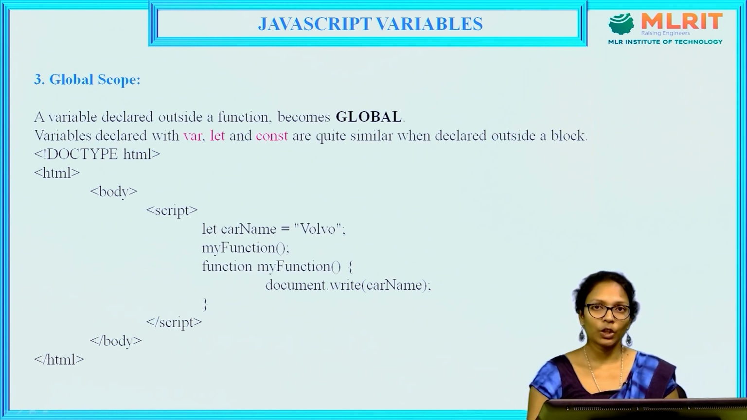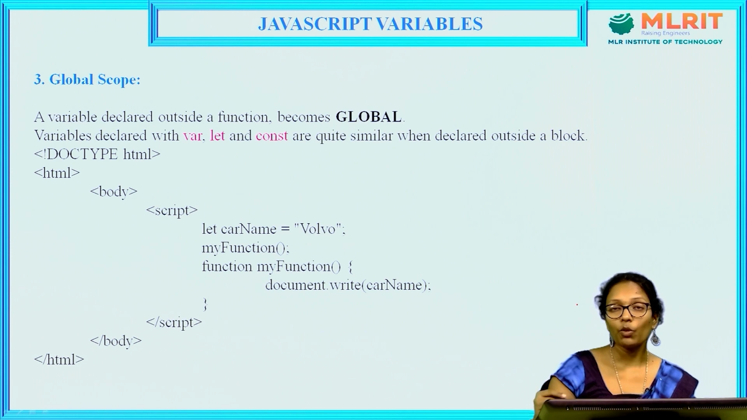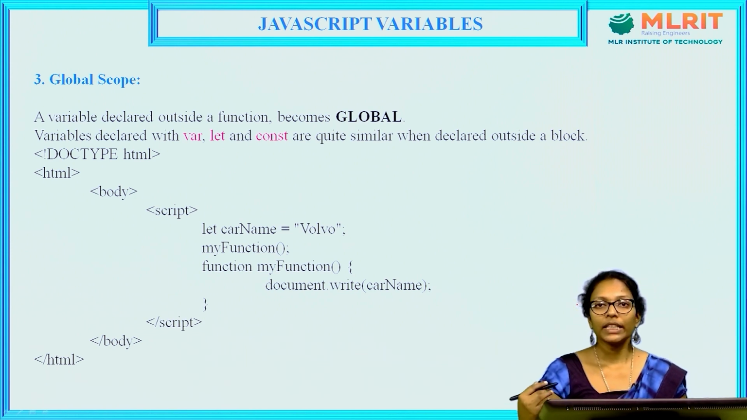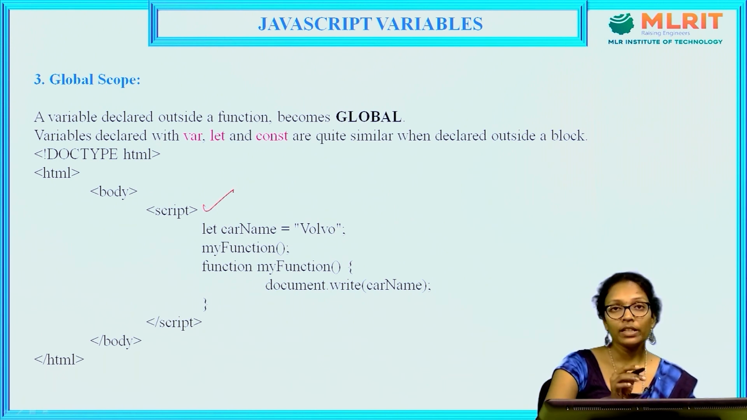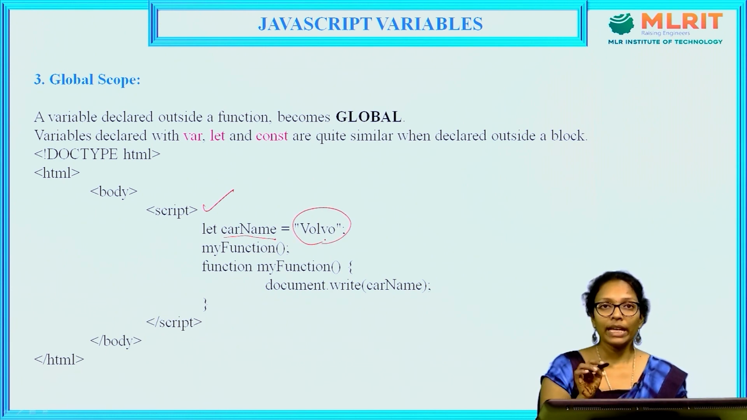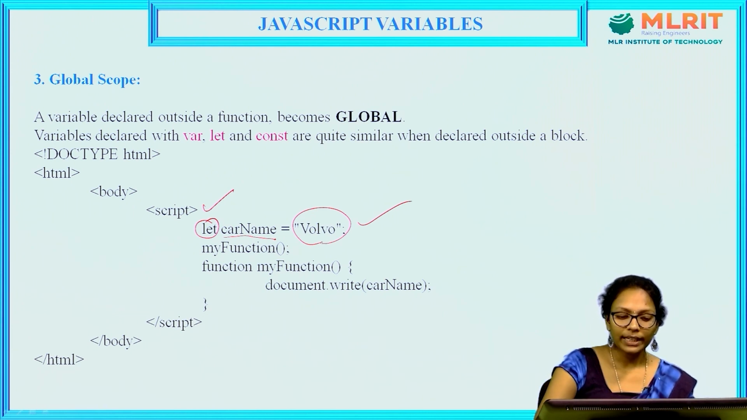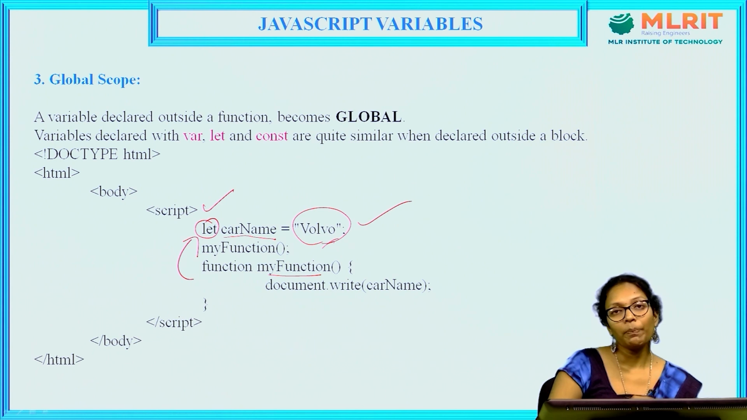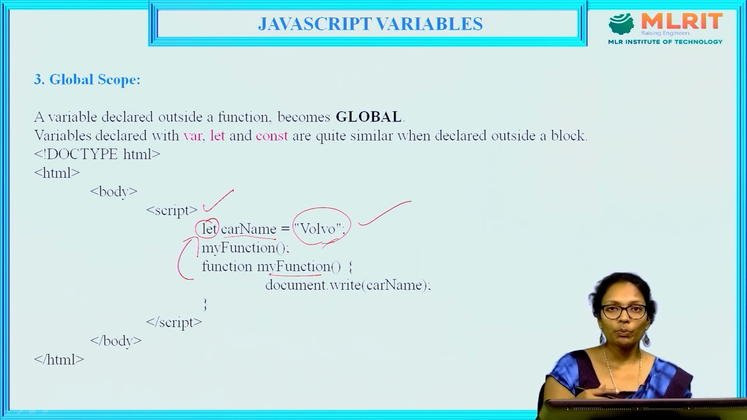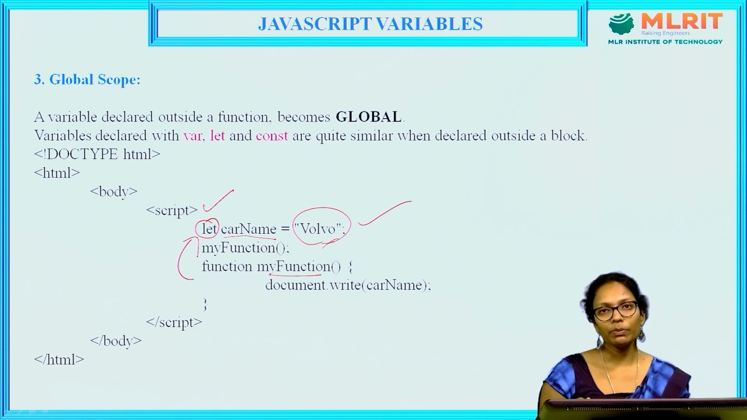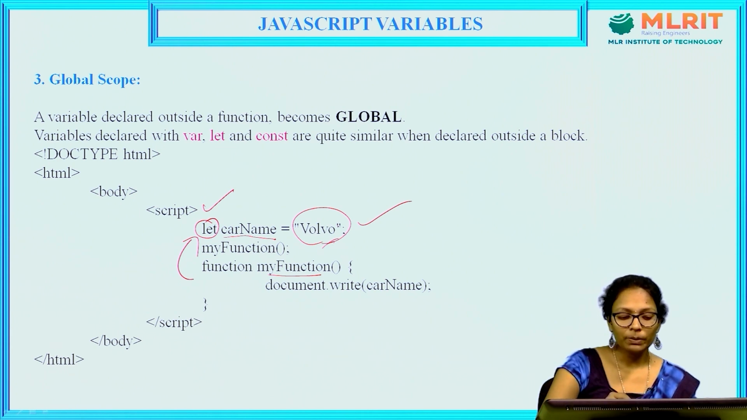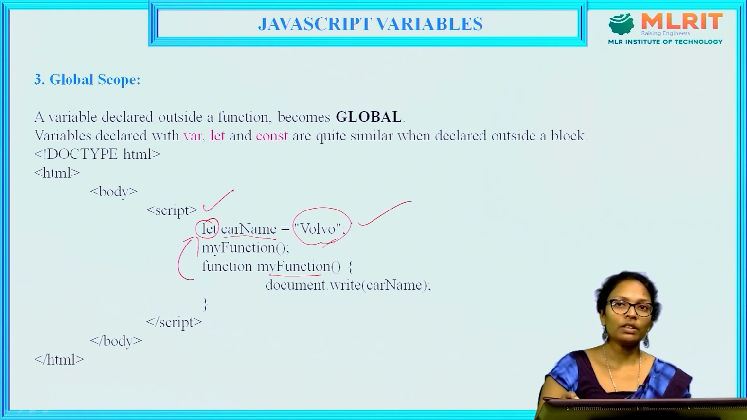So the last one is global scope. If you want to declare a variable globally, then you need to declare the variable outside of all blocks and outside of all functions. That means you open a script tag and declare a variable carName with the value Volvo. Here I am using the let keyword, but even so, this will work as a global variable. Why? Because you are declaring this outside of the function, before writing the function itself. So outside the function, if you declare any variable, it will be considered a global variable.